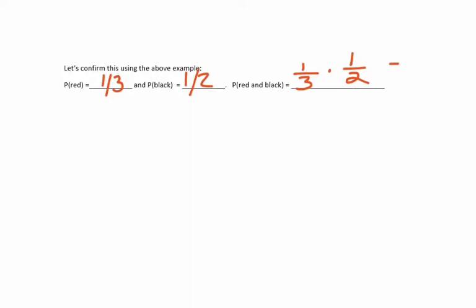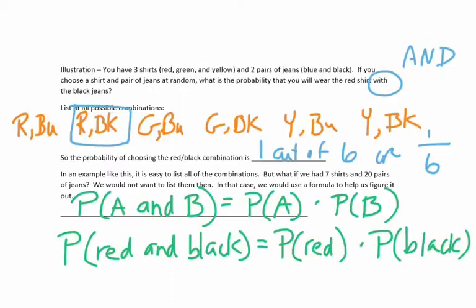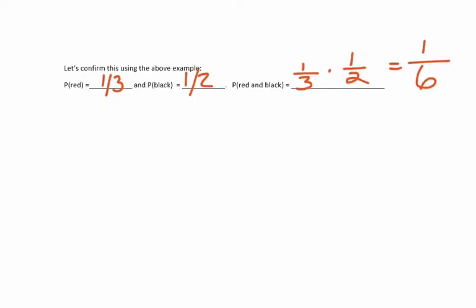So going across the top, we have 1 times 1 is 1. And 3 times 2 is 6. And so the probability of wearing red and black is 1/6, which matches the answer that we got over here from listing all of the combinations. So if you have bigger numbers, for example, and you don't want to list all of them, you would resort to using the formula instead.